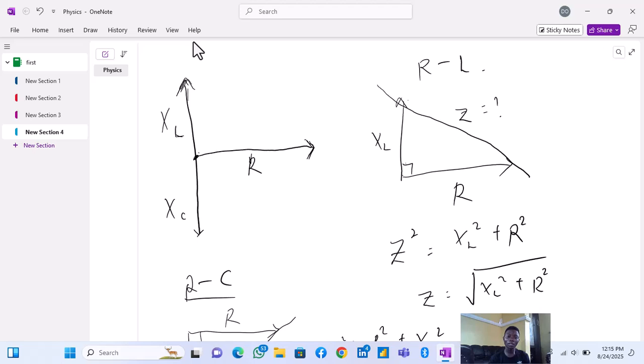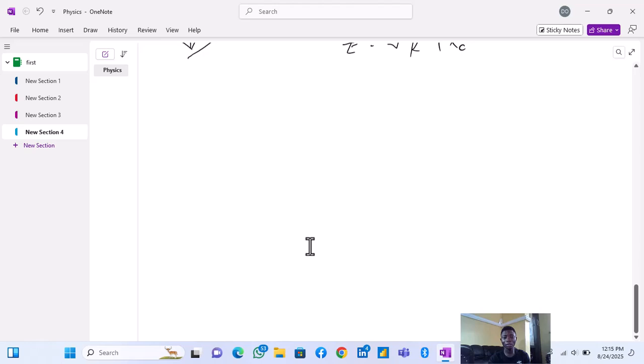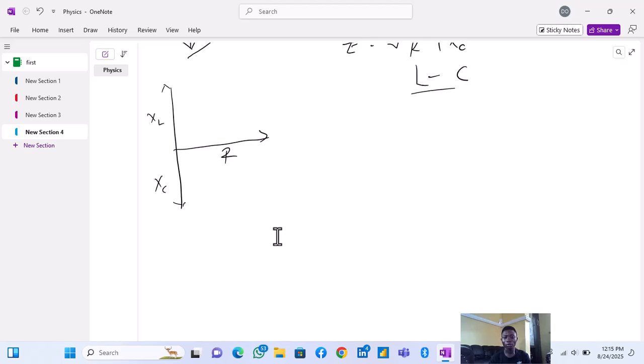Looking at this straight line, before I even go to the RLC, let's talk about the LC first. For LC, we are just going to take this straight line, this portion. I'll draw that diagram again so that it will enable us to understand what we are doing. So this is R, this is XL, and this is XC. Now for an LC circuit, the only part that concerns the LC circuit is this.